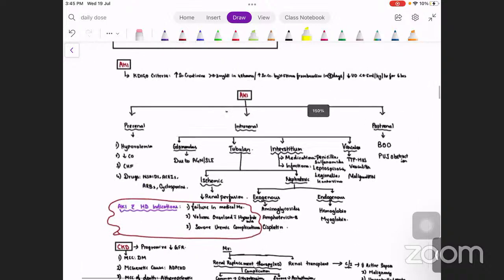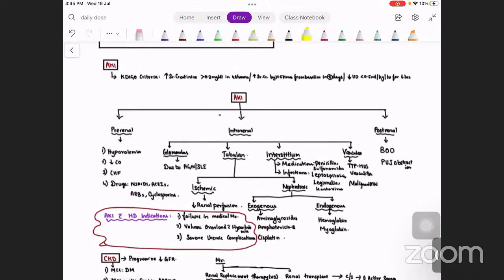Speaking about AKI, the first criteria we follow is the KDIGO criteria. As per KDIGO, an increase in serum creatinine of more than 0.3 mg per deciliter in 48 hours, or an increase in serum creatinine by more than 1.5 times the baseline in the past one week, or a decreased urine output for 6 hours.